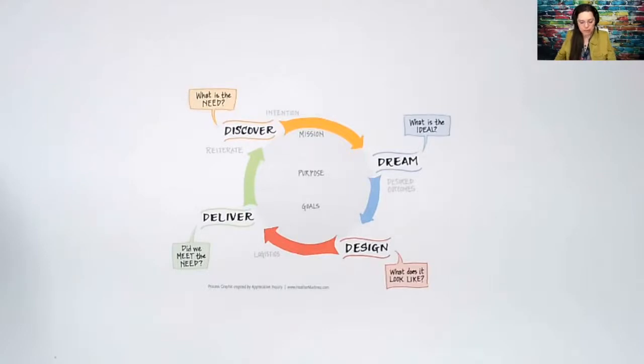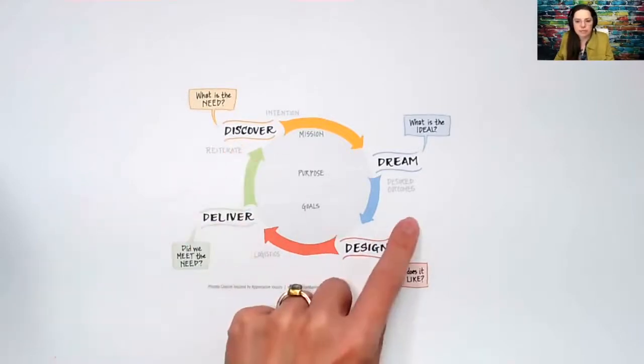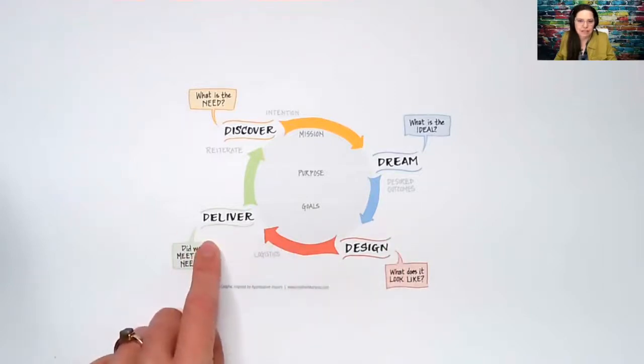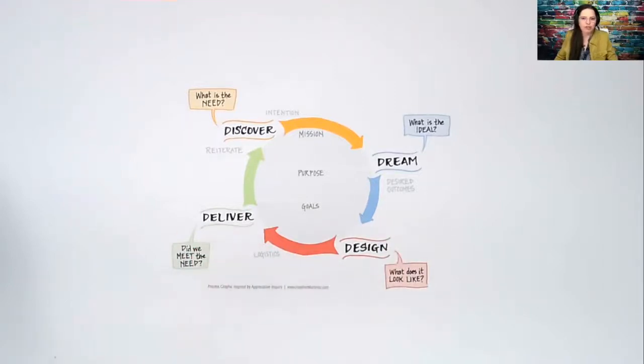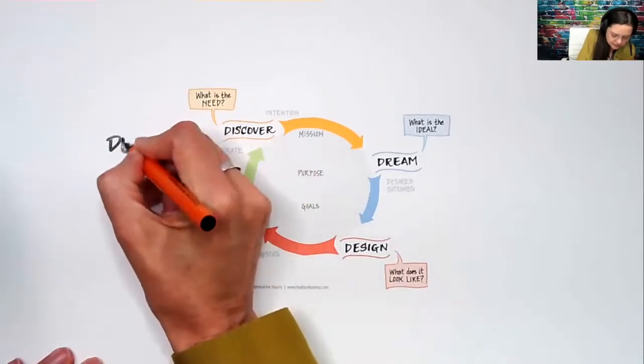On this template, we have discover, dream, design, and deliver. When I first learned appreciative inquiry, it was the 4D cycle. And now it's the 5D, with the very first step being define.